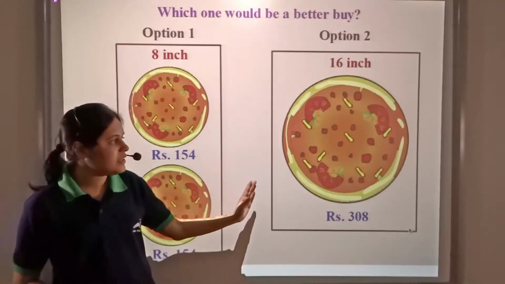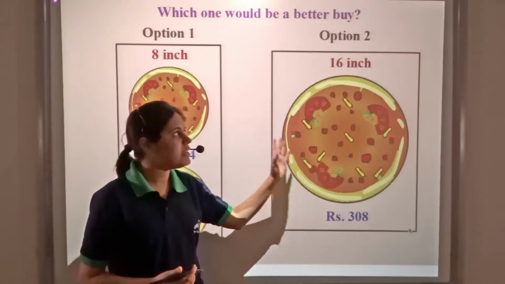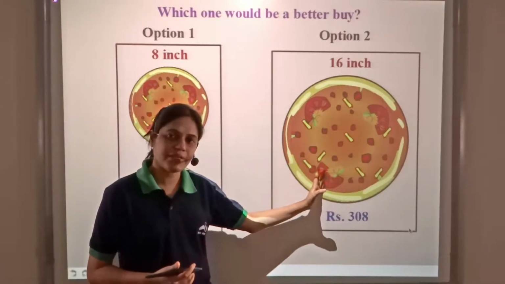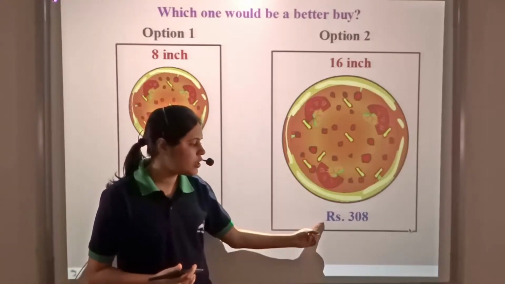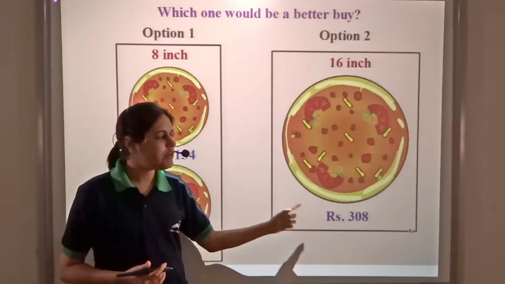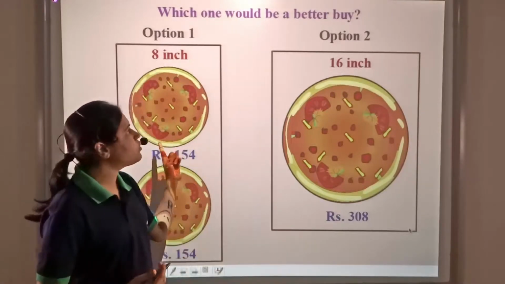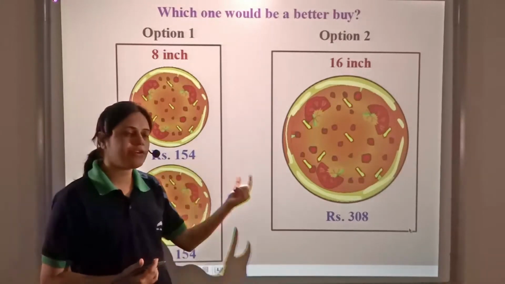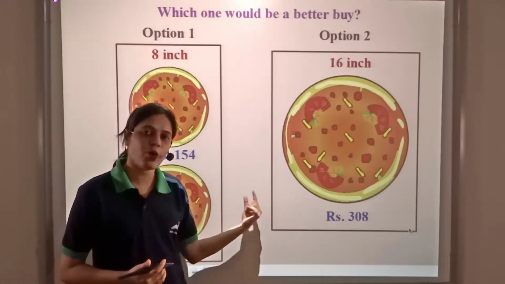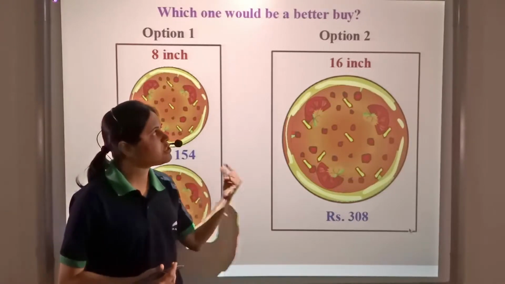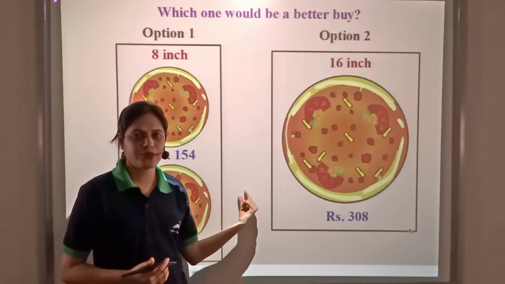So we see that the size of this pizza is double the size of this pizza in terms of its diameter, and also the cost for it is double the cost for this. So it would cost them the same whether they go for option 1 or option 2, because it would cost 154 to each in both the options. So now they have to choose which should be a preferred option.